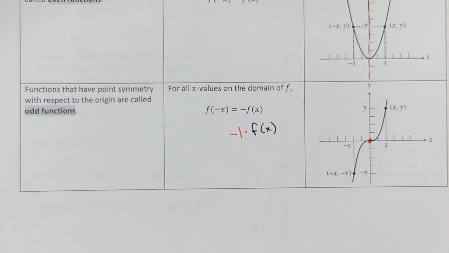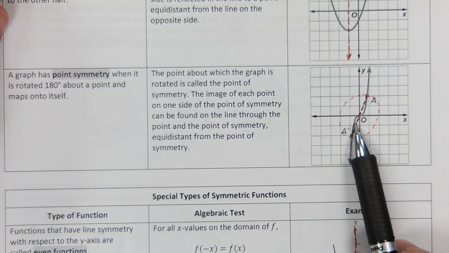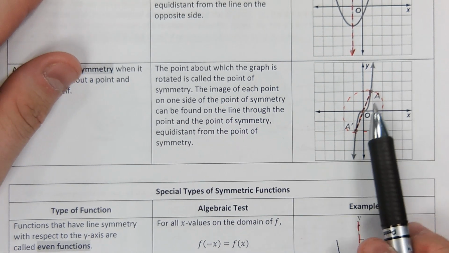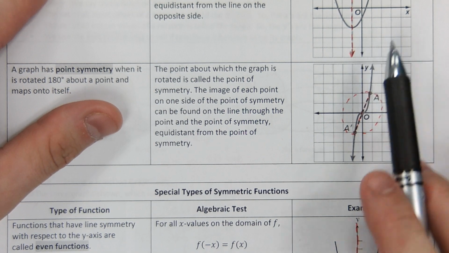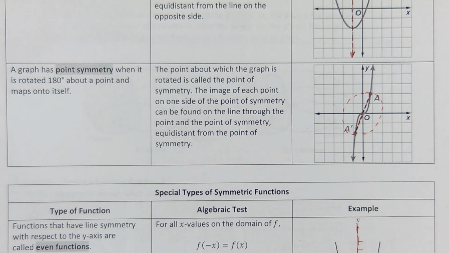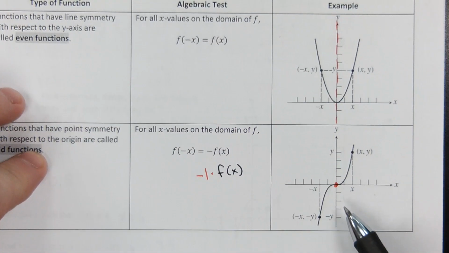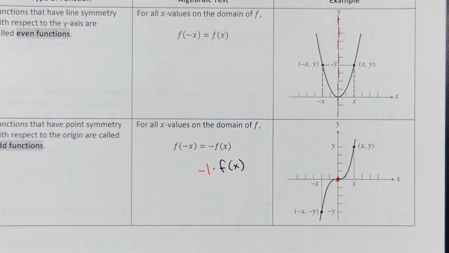Okay? So, once again, by the way, this example that they gave us actually is an odd function, but we could have had this shape anywhere on the xy plane, and we still would have point symmetry. But putting it at the origin is what made it an odd function. Easy enough? Okay.